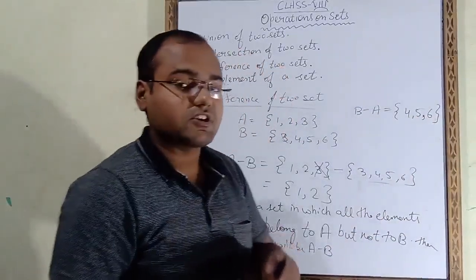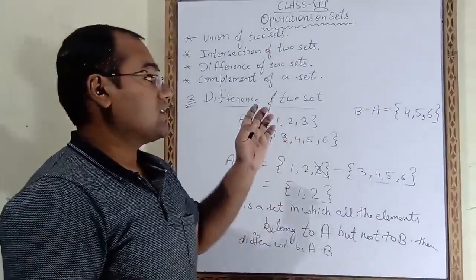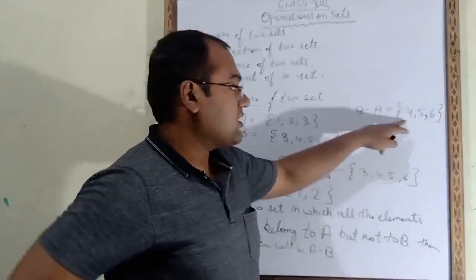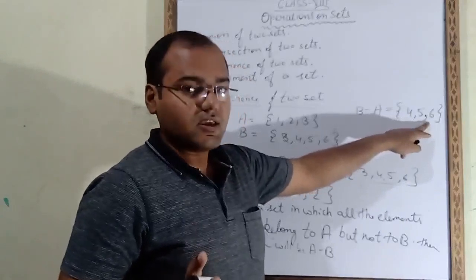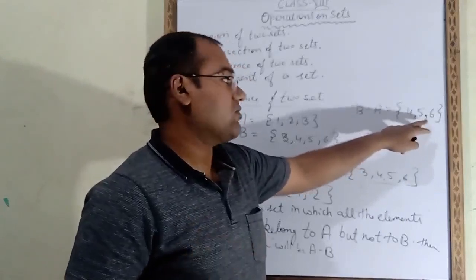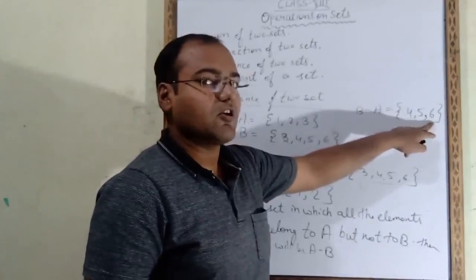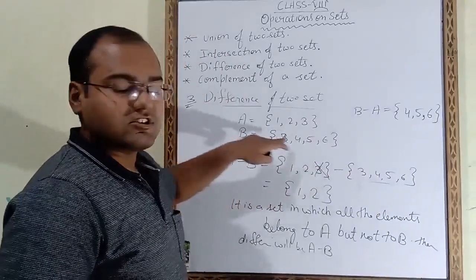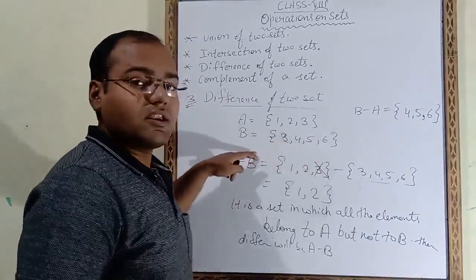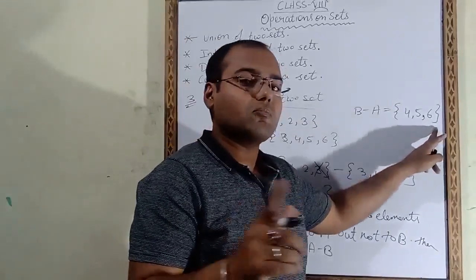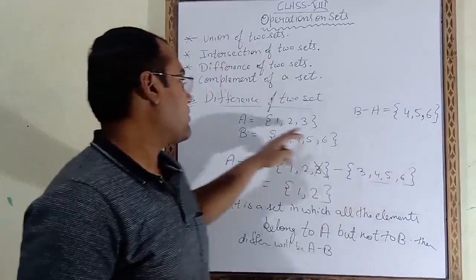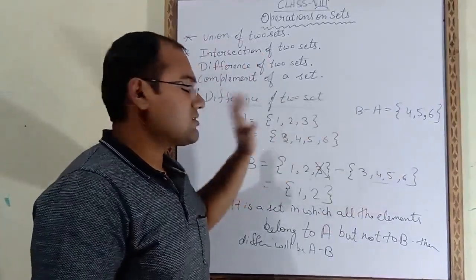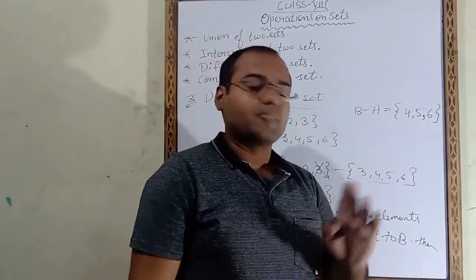Now what will be the definition of this difference? The difference B minus A is a set in which all these 3 elements belong to B but do not belong to A. You can check it. These all 3 elements belong to B: 4, 5 and 6. 4 is coming in B set, 5 is also coming in B, 6 is also coming in B. But these 3 elements do not belong to A set. You can check it. 4 is not coming in A, 5 is also not coming in A, and 6 is also not coming in A.